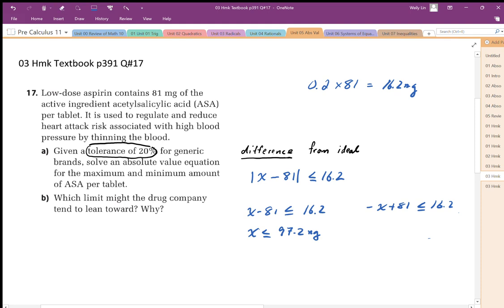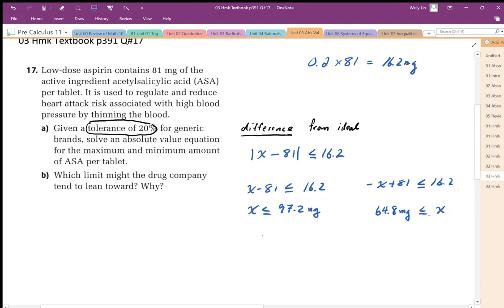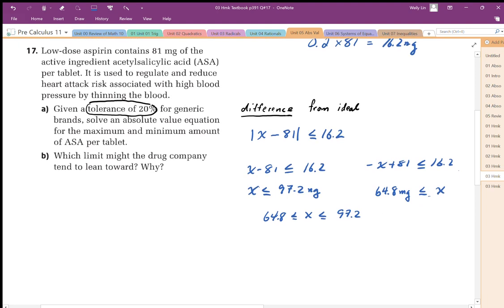So I'm going to end up with 64.8 milligrams. And then I'm going to add X to both sides. So put X on this side. So X has to be greater than the 64.8. So we know that the minimum value is going to be 64.8 and the maximum value is going to be 97.2.